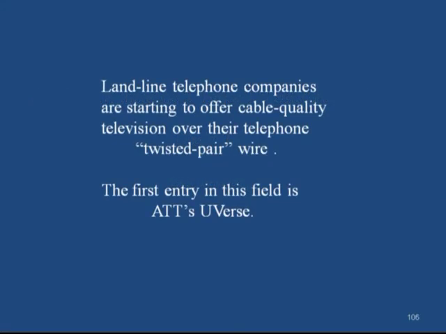Landline telephone companies are starting to offer cable quality television over the telephone twisted pair wires that bring your telephone into the homes. The first entry into this field is AT&T U-verse. They prepared Palm Miles West for cable television, but they made a big mistake in not preparing Palm Miles for the same thing. So they lost out in the battle with Comcast for a new contract.